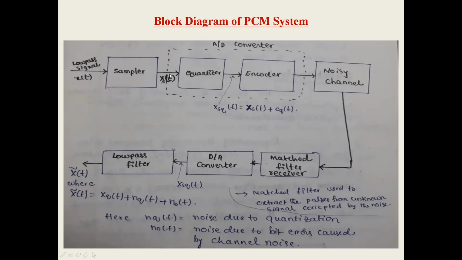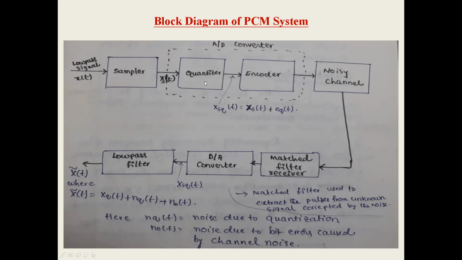Now this analog sampled value signal is applied to the A to D converter. You know, the combination of the quantizer and the encoder we can treat as an A to D converter. What is the function of the quantizer? A quantizer will produce a quantized output. What is the quantized output in this case? sq(t) equal to xs(t) plus eq(t). What is this eq(t)? eq(t) is nothing but an error signal.